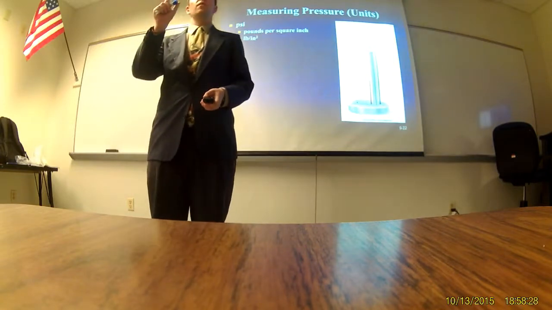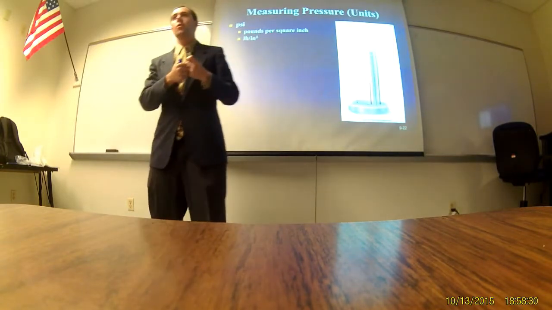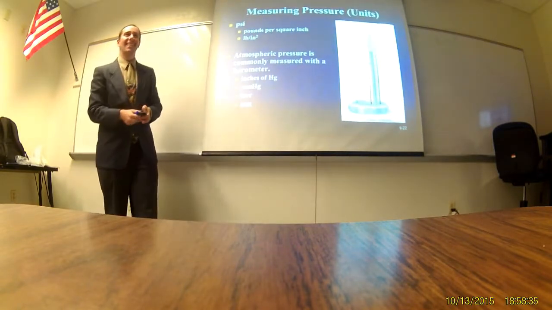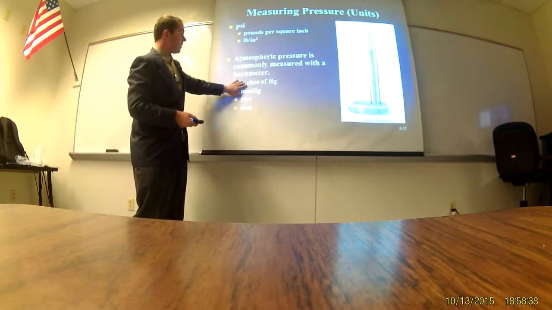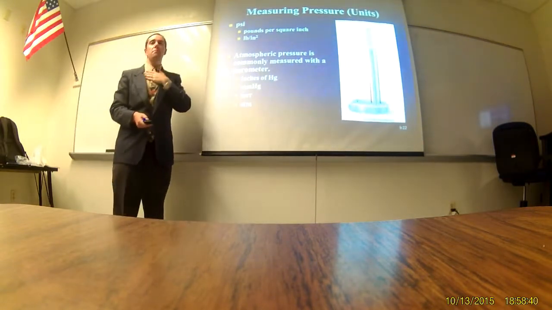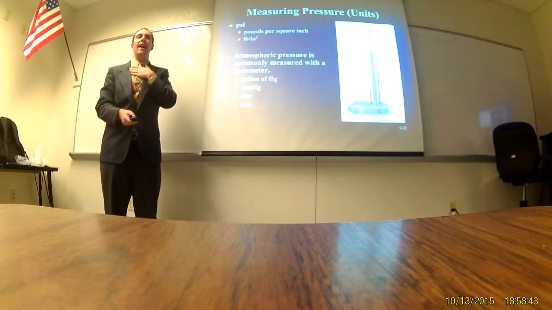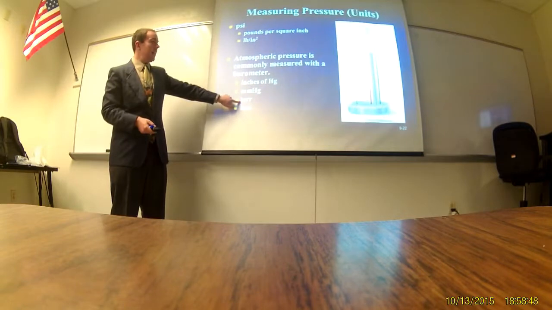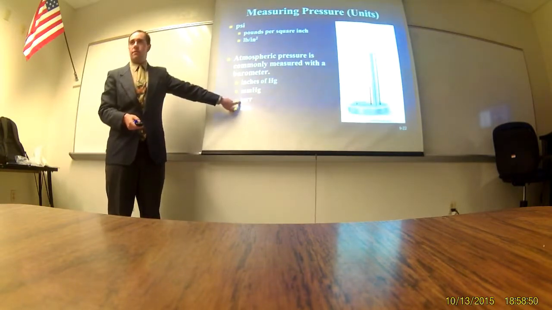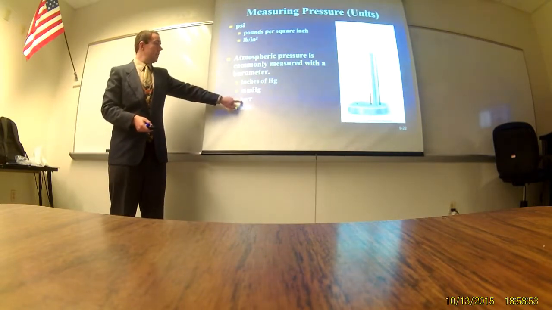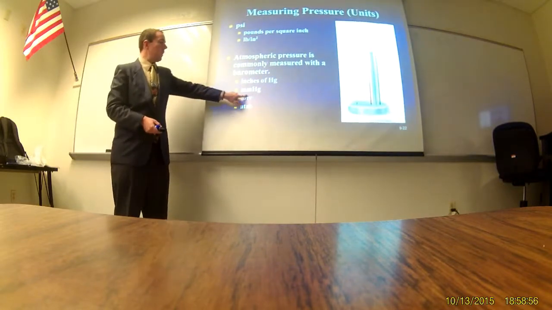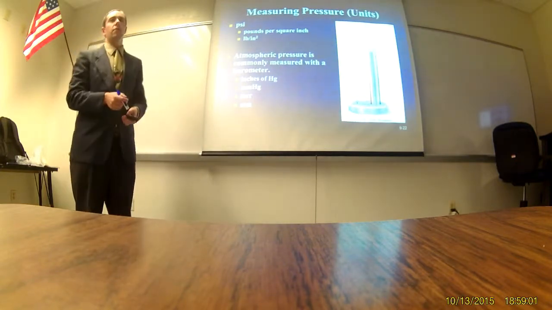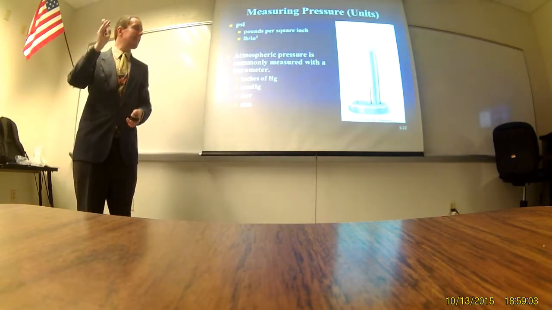So we can't use pounds, but we can use inches? No, we're not going to use inches of mercury. We're going to use millimeters of mercury. So here's inches of mercury. We use millimeters of mercury a lot in this class. A millimeter of mercury is the same exact thing as a torr. You're probably more likely to write torr. Questions are more likely to say torr than millimeters of mercury, but they are the same exact thing.